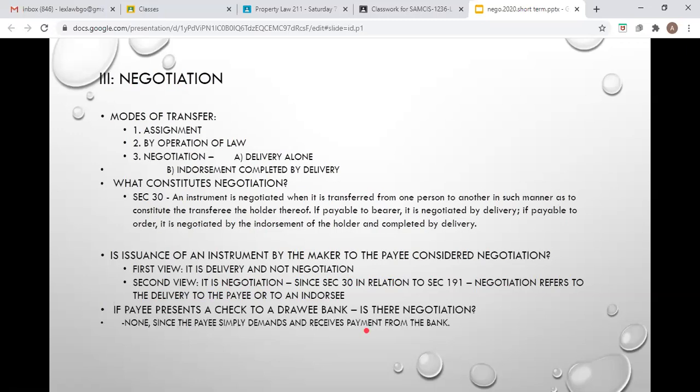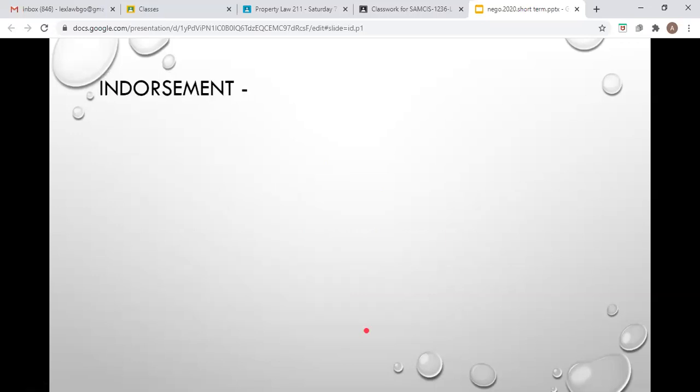Why? Because in that situation, the payee is just making a presentation, making a demand on the part of the drawee, and the drawee, after that demand has been received, is now expected to deliver the payment to the payee. So that is not negotiation because you are not making the bank the holder of the instrument. Rather, you are now enforcing or claiming payment from the bank being the drawee of that particular instrument.